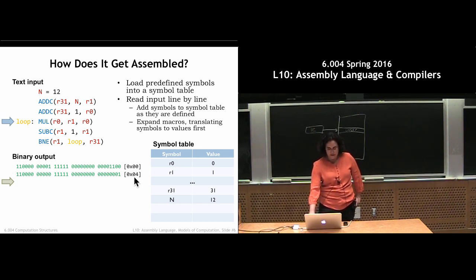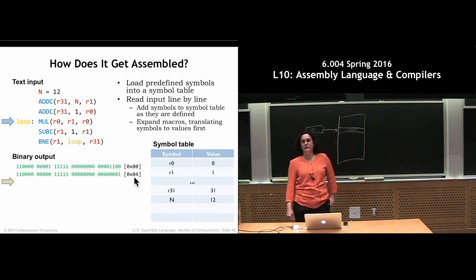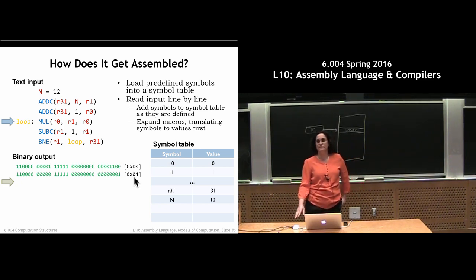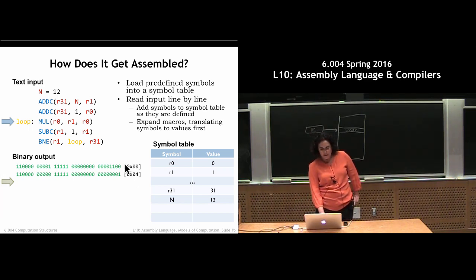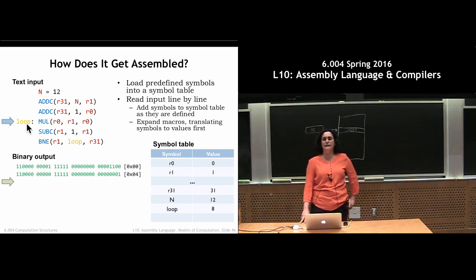All right, so now we continue and we get to loop. Okay, so loop is this special type of symbol where it's representing a constant that's actually an address. All right, so based on what we learned here, which is that the ADDC is at address 0 and the second ADDC is at address 4, we know that this loop is going to be at location 8. Okay, so what the assembler does when it gets to this line is it fills in the symbol table the fact that loop corresponds to the address 8.